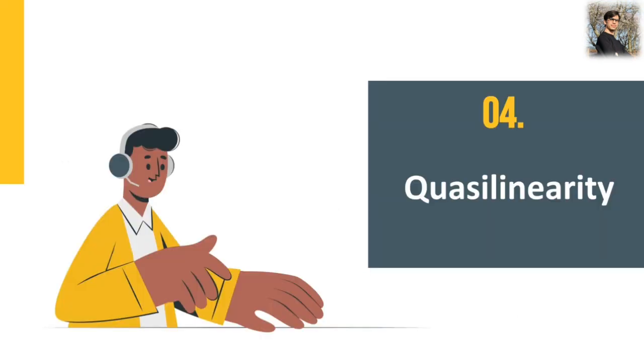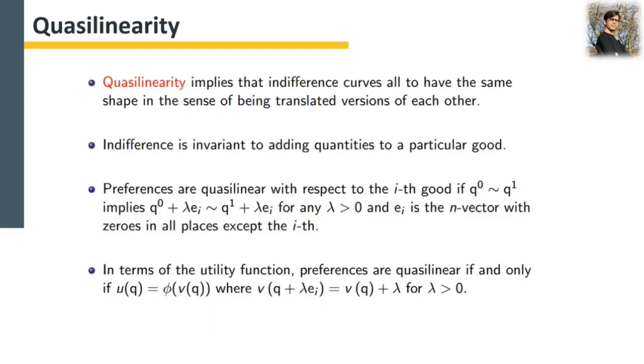Now let's talk about the quasi-linearity of the preference relation. Quasi-linearity implies that indifference curves all have the same shape, in the sense of being translated versions of each other. Indifference is invariant to adding quantities of a particular good. Preferences are quasi-linear with respect to the ith good if Q0 indifferent to Q1 implies Q0 plus lambda e_i is indifferent to Q1 plus lambda e_i for any lambda greater than 0, and e_i is the n-vector with zeros in all places except the ith.